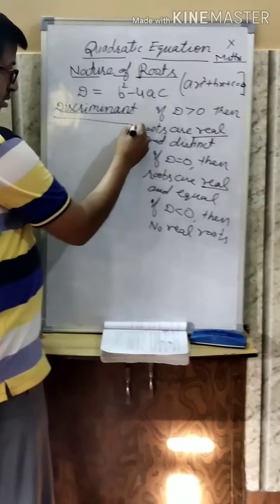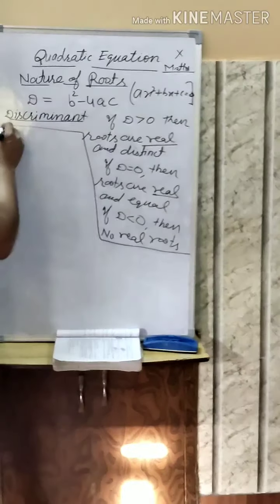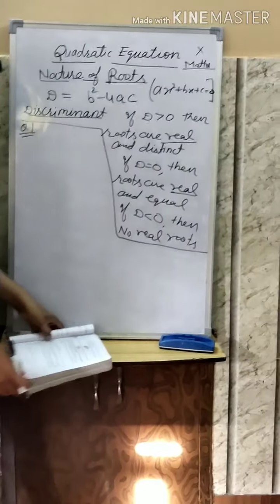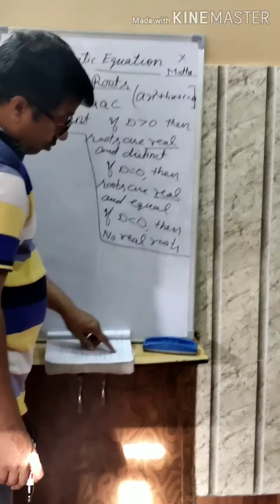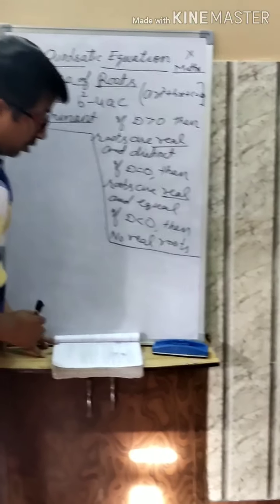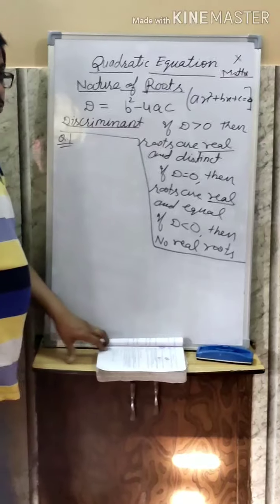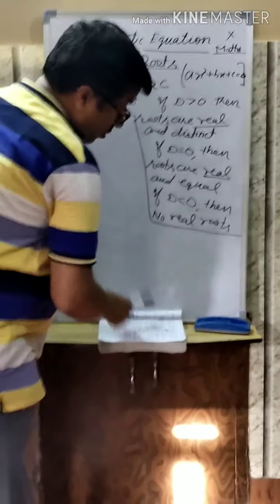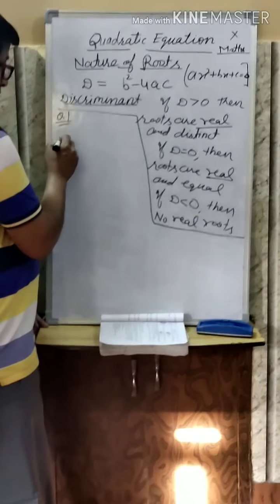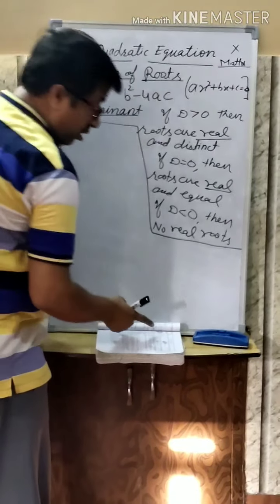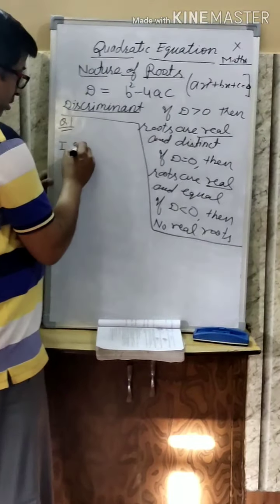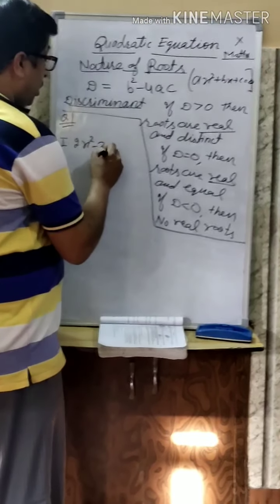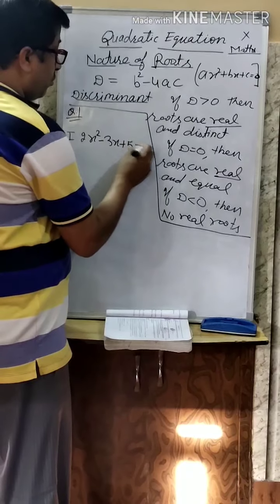First question, you see. In question number 1, the first part is saying: find the nature of the roots of the quadratic equation. If the real roots exist, then you find them. So what equation is given? Just a simple first equation, 2x square minus 3x plus 5 equal to 0.